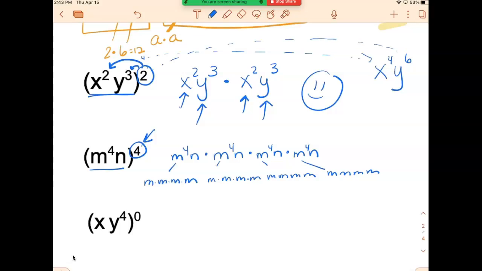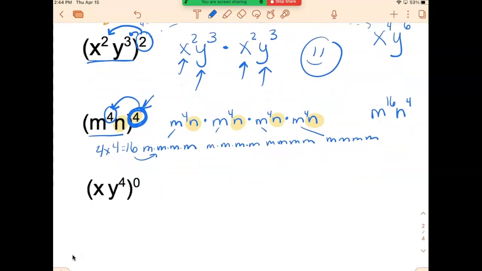Okay, let's try it the multiplication way. You can do the exponent on the outside and multiply it with the exponent on the inside. So really, that's 4 times 4, which equals 16. And guess what? I have 16 m's. So my answer is going to be m to the 16th. I can do the same thing with the n's. The exponent is 1, so I'm only going to have 1 times 4. So I have 1, 2, 3, 4. So it's going to be n to the 4th.